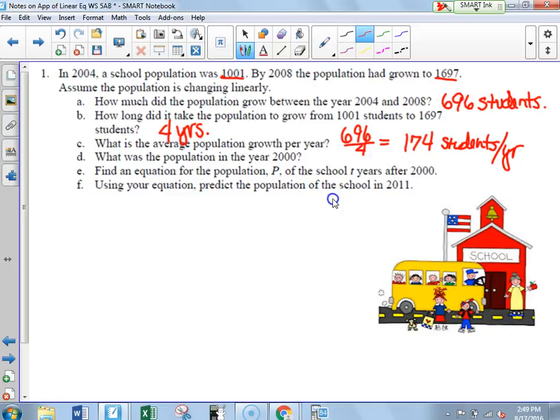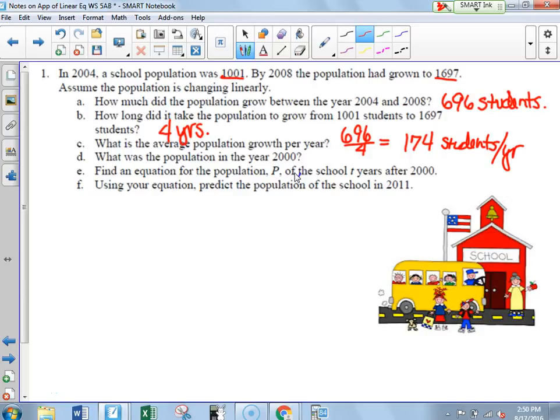All right. Now it gets a little more complicated. What was the population in 2000? We could do this a whole bunch of different ways. Anybody want to explain what they're thinking? Miranda? I was thinking multiply 174 times 4 and subtract that from 1001. Okay, so she wants to back up 4 years from 1001. So she's saying 174 students a year times 4 years and then subtract it off 1001. That would work. Somebody else have a different idea?